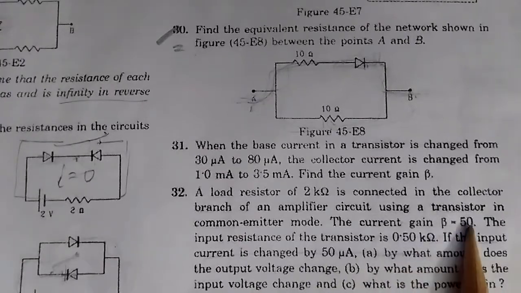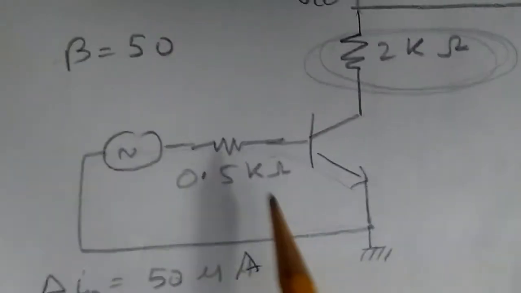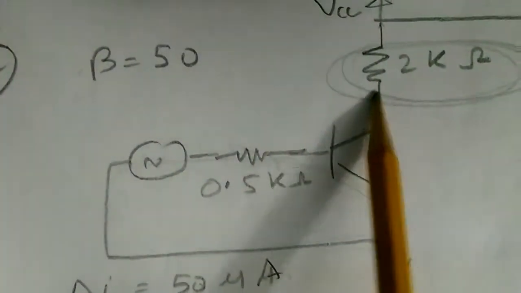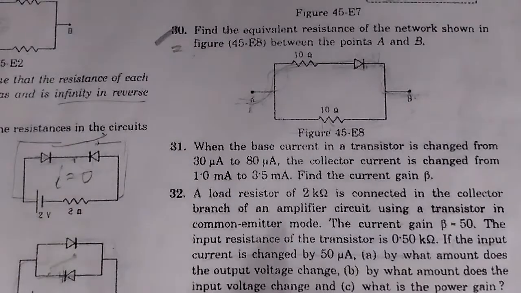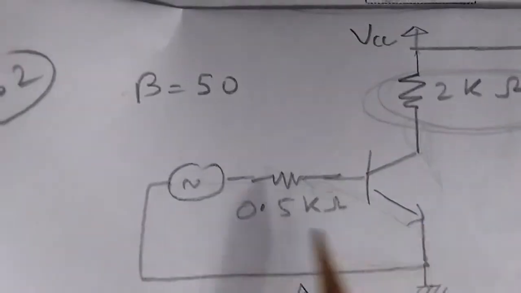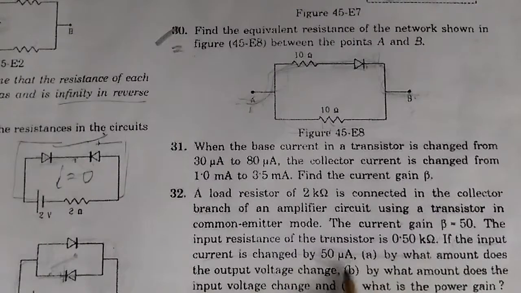The beta is 50. That means for every one unit change in the base current, there will be 50 times change in the collector current. If you change the input current by 50 microampere, multiply that by 50 to get the change in the collector current. So that is what the meaning of beta is.